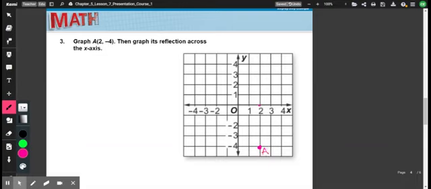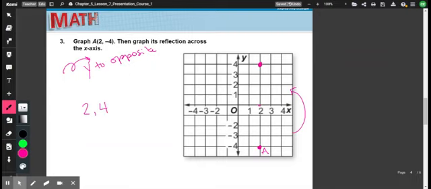Now we want to flip it across the x-axis. You are going to only change the y. When we are flipping across the x-axis, we flip just the y to the opposite. So our 2 is going to stay the same, and our reflection is going to be 2, comma 4.